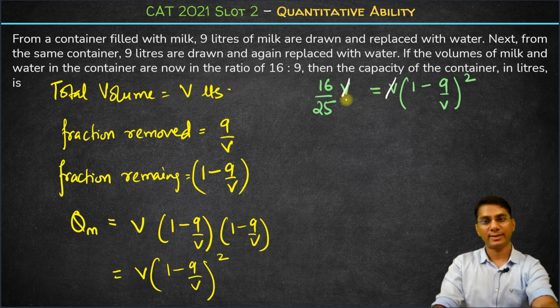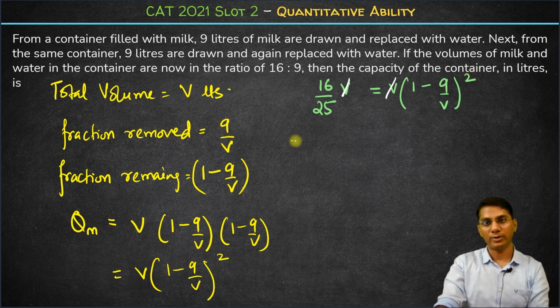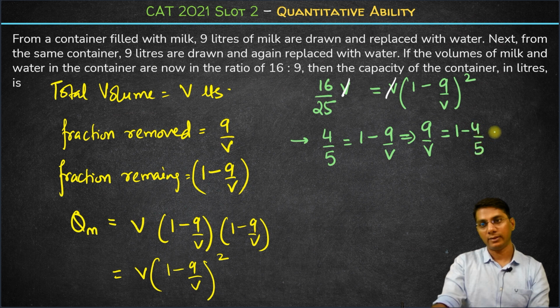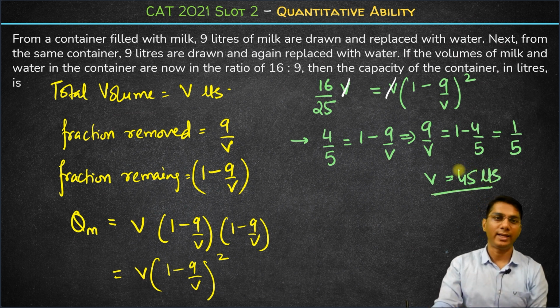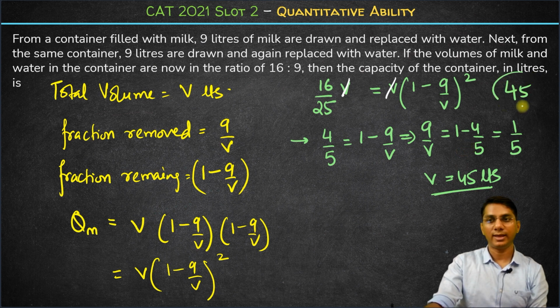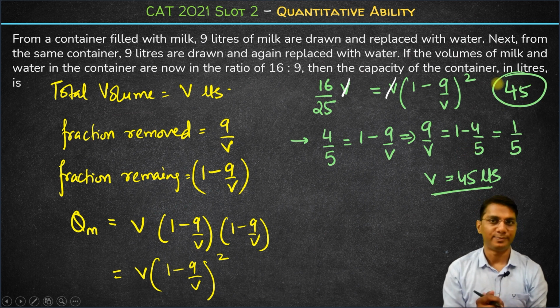Okay. So V gets cancelled out. Since 16 by 25 is the square of this thing, taking square root on both sides, the square root of 16 by 25 is 4 by 5, which is equal to 1 minus 9 by V. So 9 by V comes to the left hand side, which is equal to 1 minus 4 by 5. Now 1 minus 4 by 5 is 1 by 5. So 9 by V is equal to 1 by 5. Hence, V is equal to 9 into 5, 45. So the volume of the total container initially is 45 liters. Hence, the answer to this question is 45 liters. Thank you.